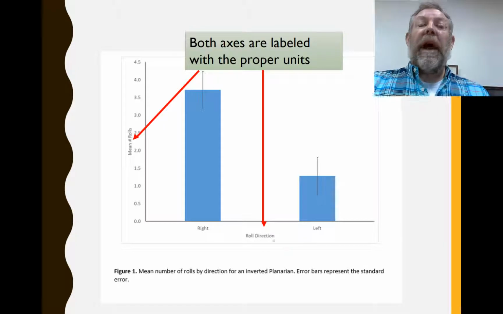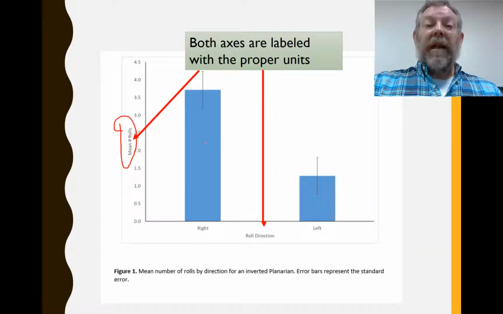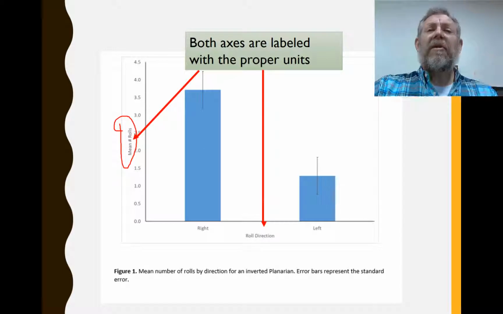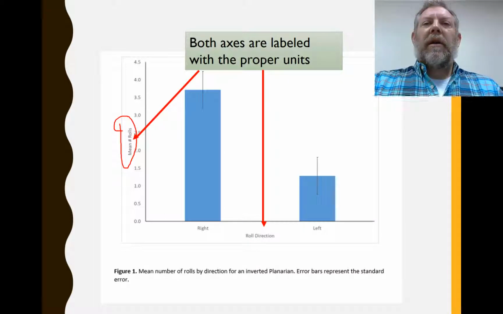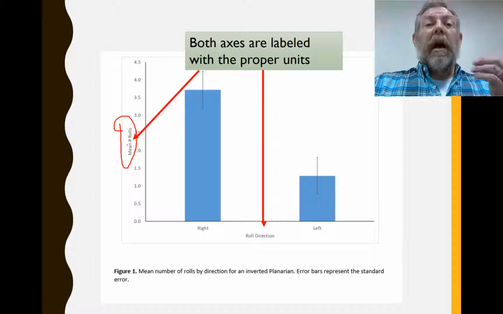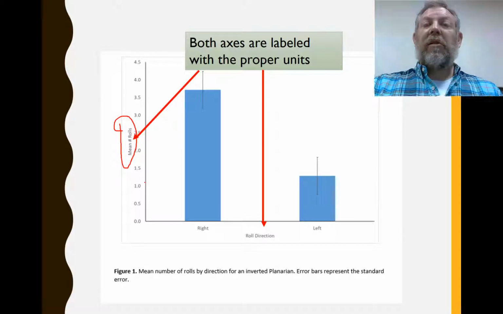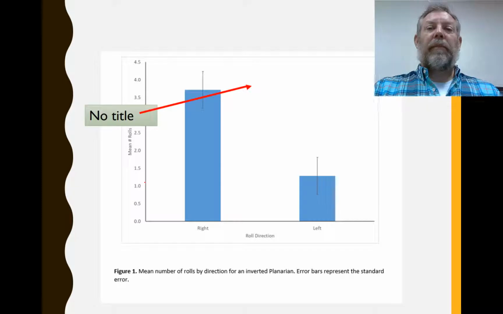Now you notice that both axes are labeled. And so this tells us what's on the x-axis, and it tells us what's on the y-axis. And it has the proper units. Now, you don't always have units, right? Roll direction doesn't really have a unit, right? It's not like centimeters or degrees or anything like that. And here, you've got the mean number of rolls. The unit is number. And so that's good enough, all right? But if you were doing something like temperature or speed, you would need degrees Celsius or centimeters per second or something like that. So make sure you have both a label and a unit.